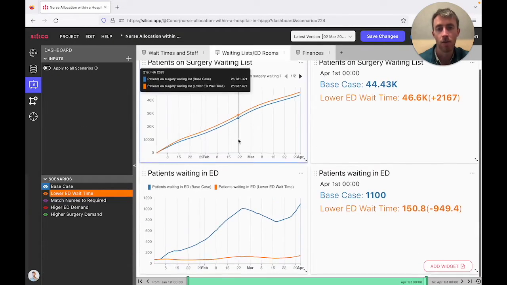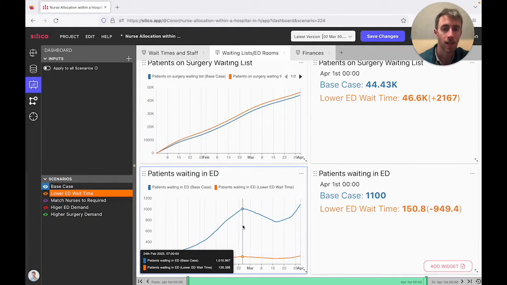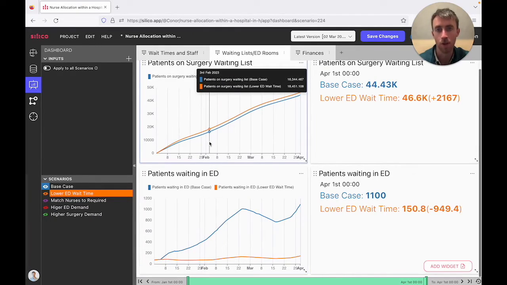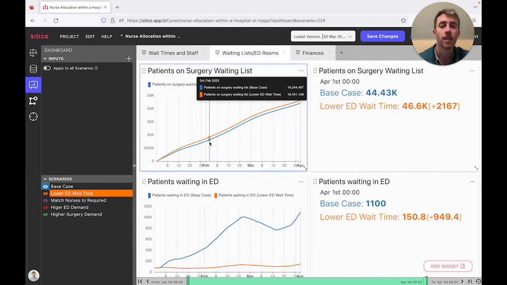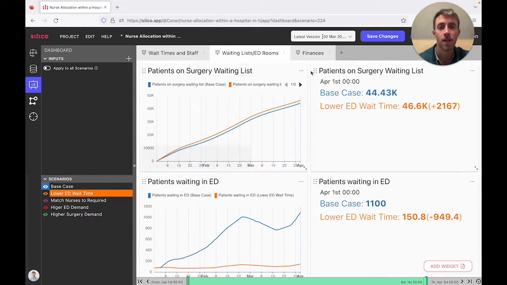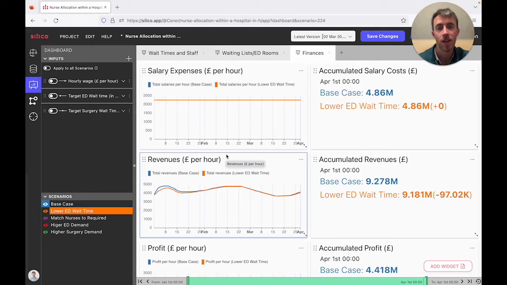And we can also see that we would obviously reduce the patients waiting in ED because we're treating them faster. But we would also increase the waiting list for surgery at the same time. And now finally we can look at what would be the financial impact of this.